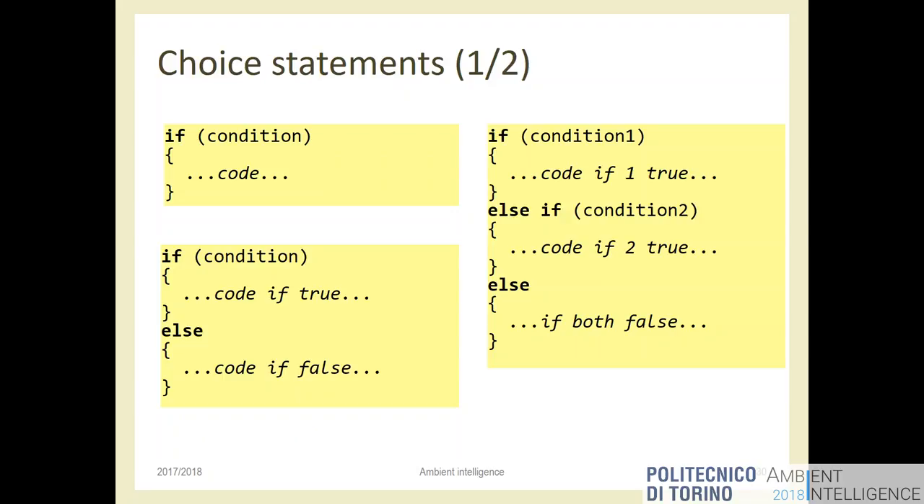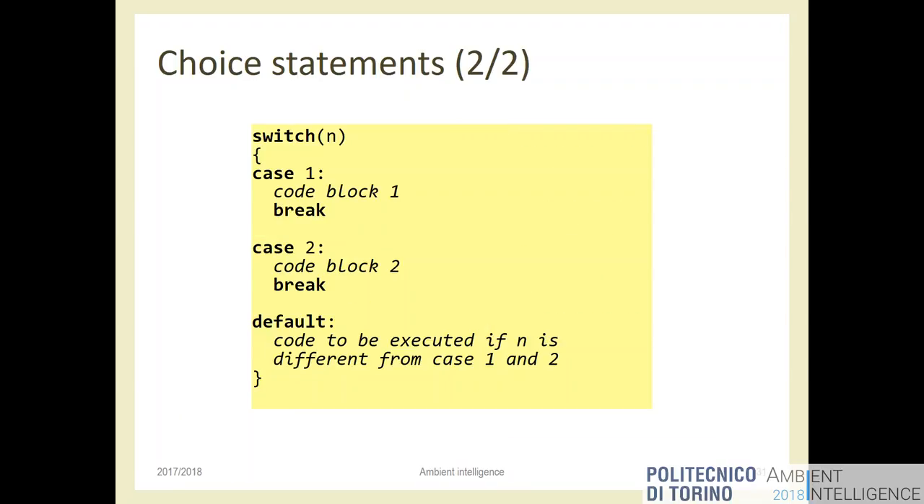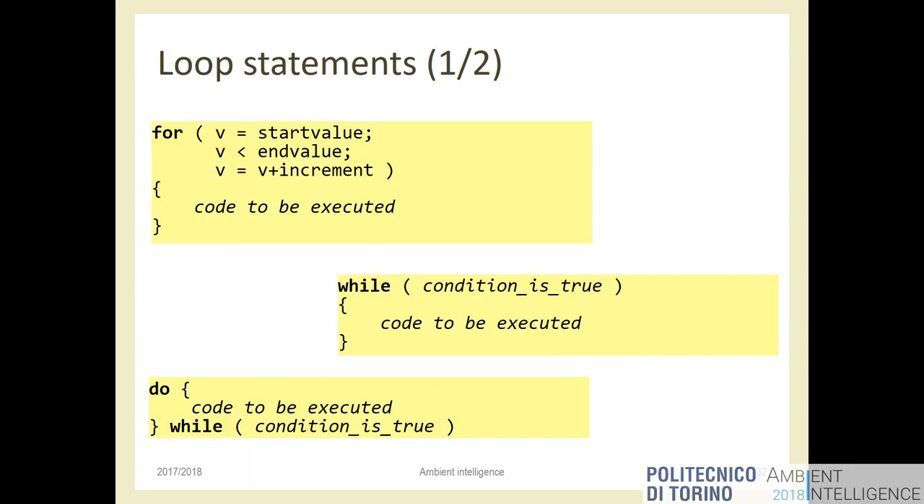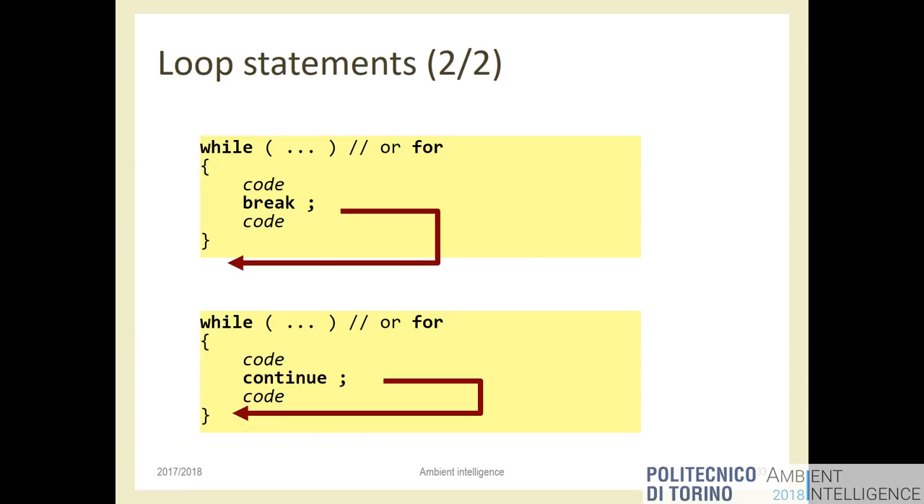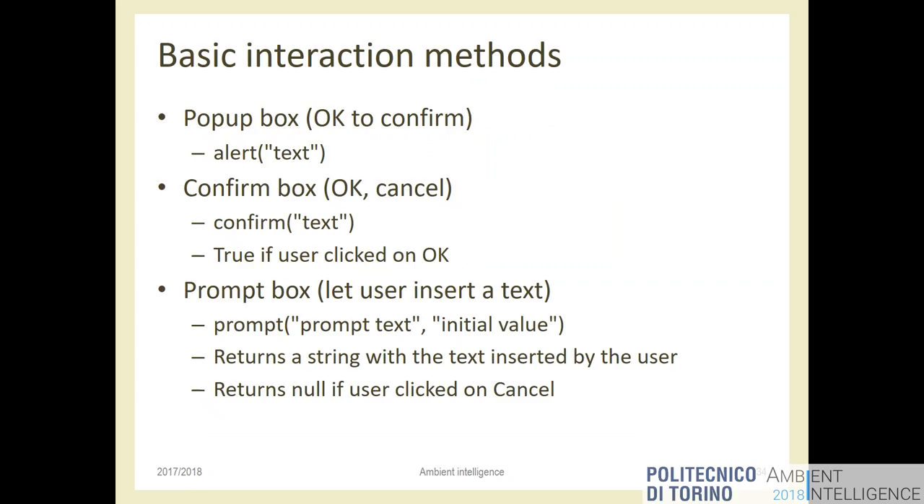Control structures, it's what you expect. As I said, it's the same as in C: if, else, switch, for, while, do while, they are absolutely identical. So actually no difference in syntax between JavaScript and C or C++. The break and continue work in the same way, so there's nothing new to say actually.